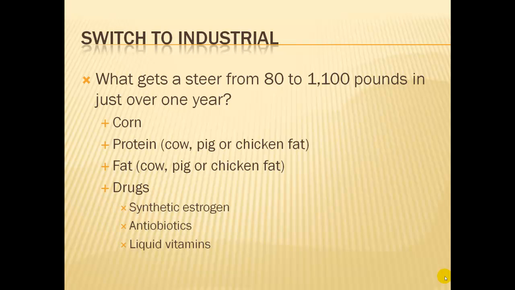Now it's illegal to feed animals brain material or spinal material, but you can still feed them ground up bone and I believe blood. So that's how these animals are getting protein to bulk them up really fast. And the same thing with fat. You can give them fat to fatten them up. Drugs, these animals are given lots of drugs. Now they're given synthetic estrogen in the case of dairy cattle, but they're also given lots of antibiotics.